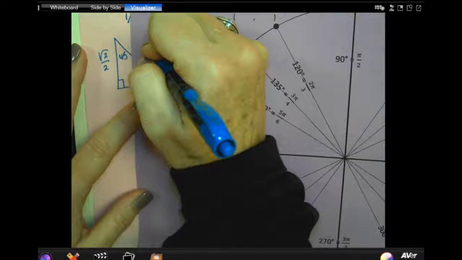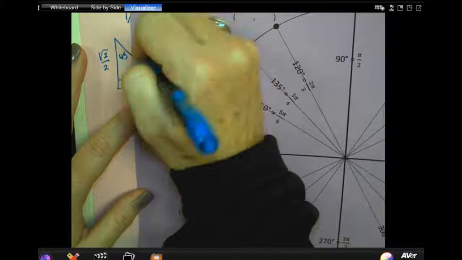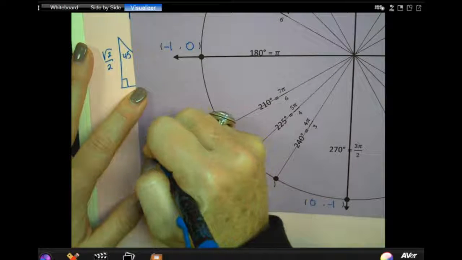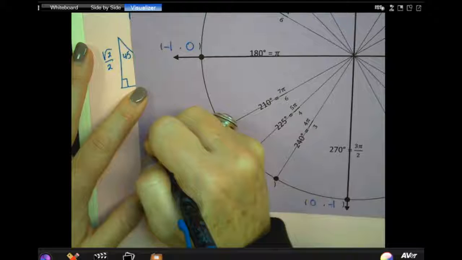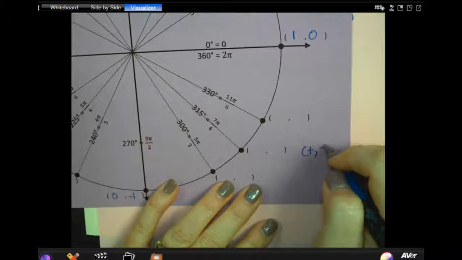In the second quadrant, it's negative in the x and positive in the y. In the third, it's negative in the x and negative in the y. And in the fourth, it's positive in the x and negative in the y.